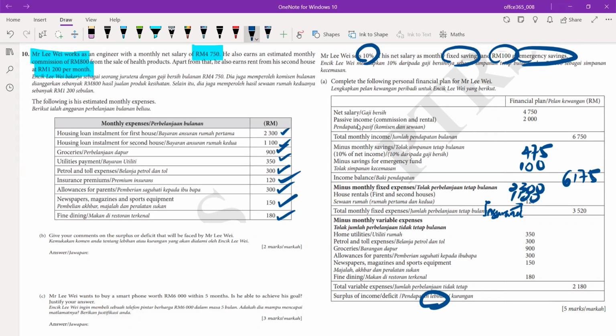Double check, because the income. Okay, what is the thing? Is surplus, you have more. 475. Okay. So give your comment on the surplus that will be faced by Mr. Li Wei. What is your comment?